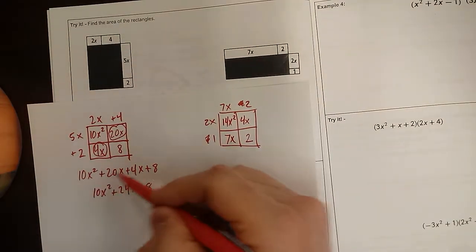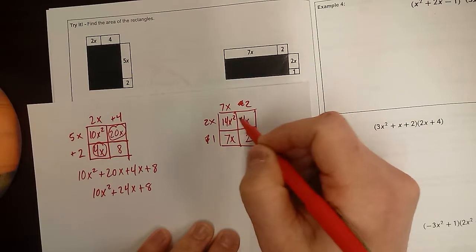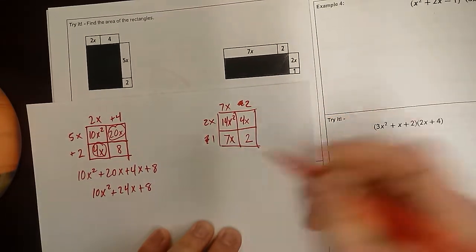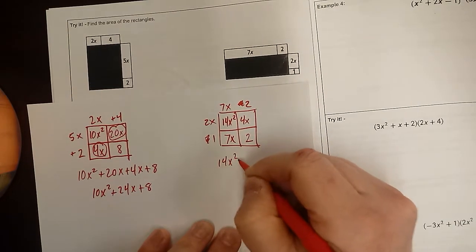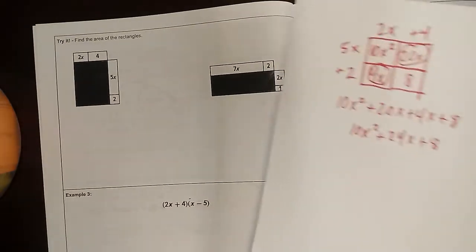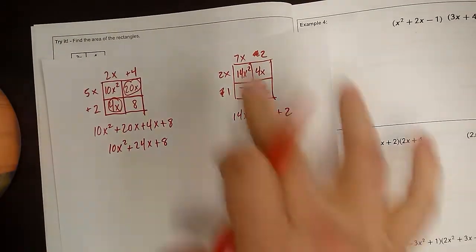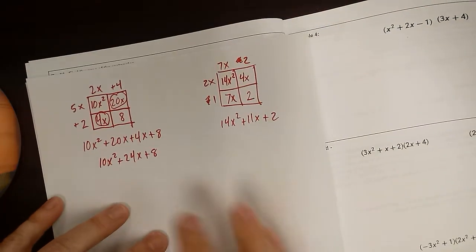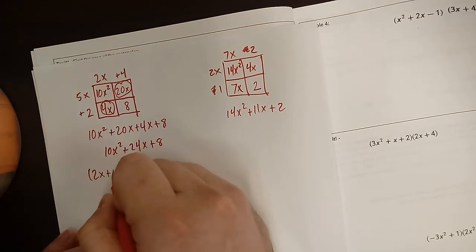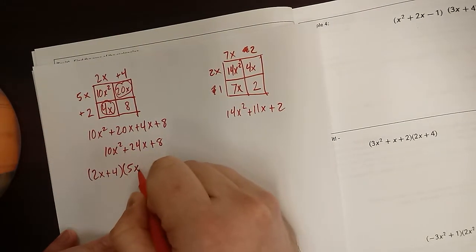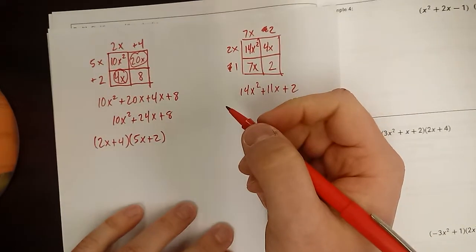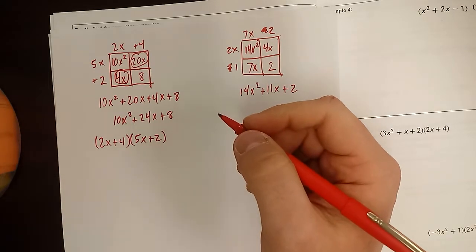So now, instead of writing this line here, I'm going to go, wait a minute, let's look for like terms. Well, I've got a 4x and a 7x, so I can combine those. 7 plus 4 is 11. So I can say 14x squared plus 11x plus 2. So, just to back up, these are us taking the binomial 2x plus 4 times the other binomial 5x plus 2 and multiplying it. You may have heard of a term called FOIL before.